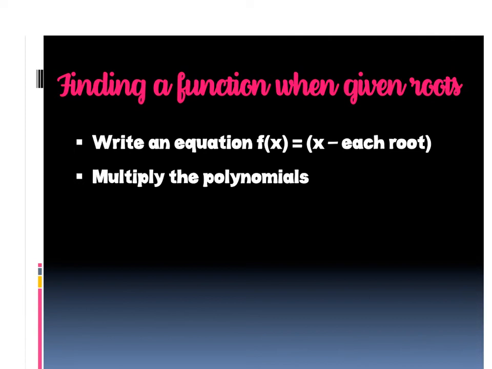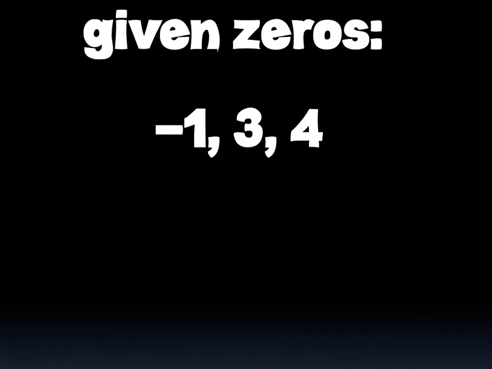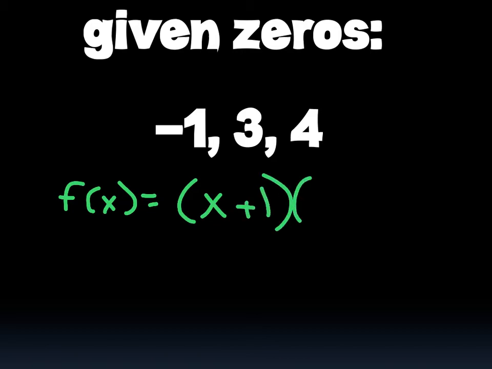If there's 2 of them, FOIL it out. If there's more than 2 of them, obviously you got to FOIL it and then distribute to the last one. So example 1 just looks like this. Find the polynomial function that has the given zeros. I've got 3 zeros here, so I'm going to do f of x equals x minus a negative 1, which becomes plus 1, x minus 3, and x minus 4.